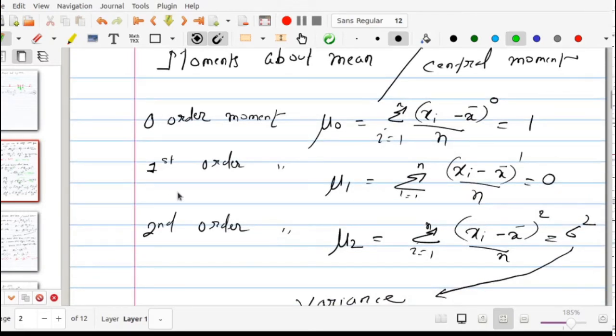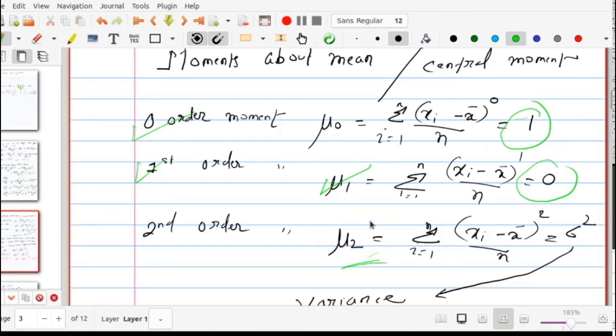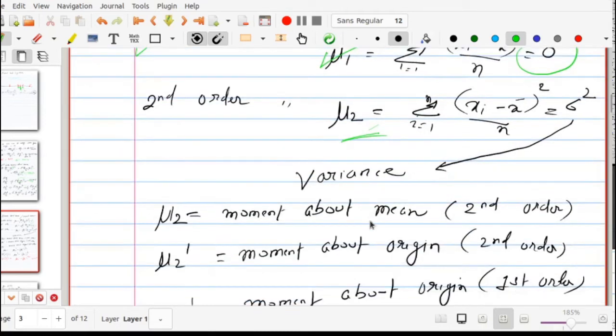The zero order moment. So if there is a first order, there could be a zero order as well, right? So zero order is represented as mu zero, and the zero order moment about the mean is 1. These are the standard values. First order will be 0 because xi minus x bar, the sum of the deviations about the mean, will always be 0. So the first order moment about the mean will be 0, and the second order will be the variance, as I said. These are important concepts, right?